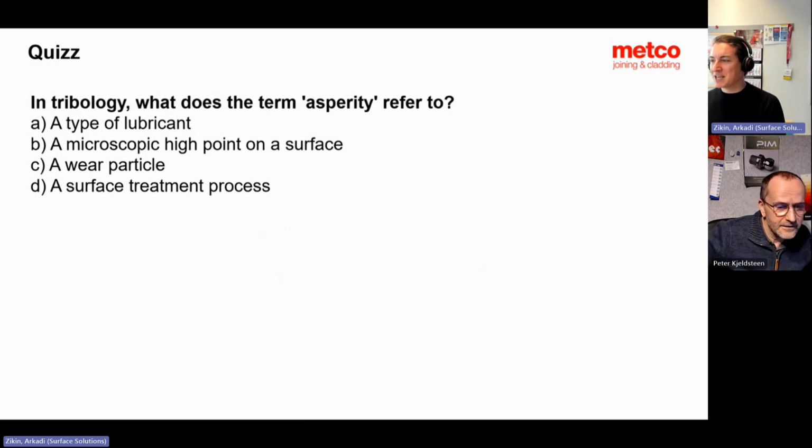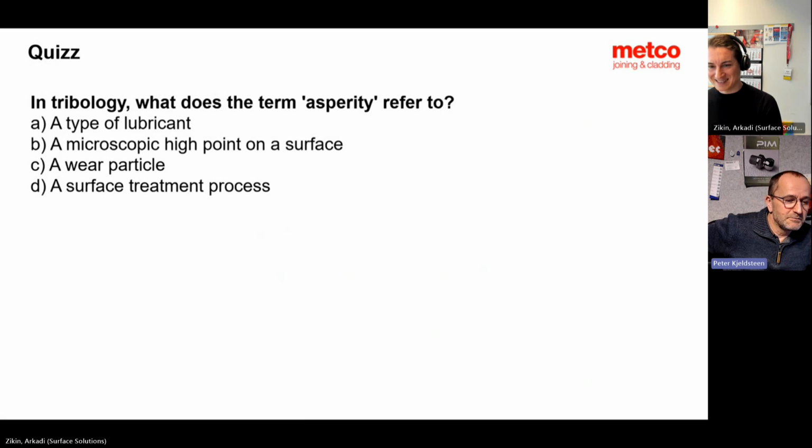In tribology, what does term asperity refer to? A type of lubricant. B, a microscopic high point on a surface. C, a wear particle. D, a surface treatment process. I don't know, but my guess is B. B, a microscopic high point on the surface.